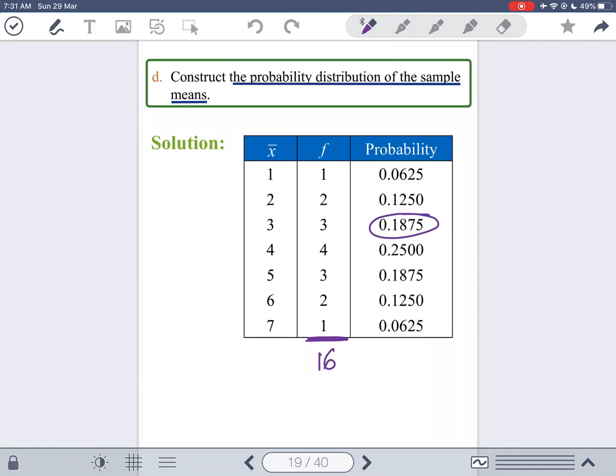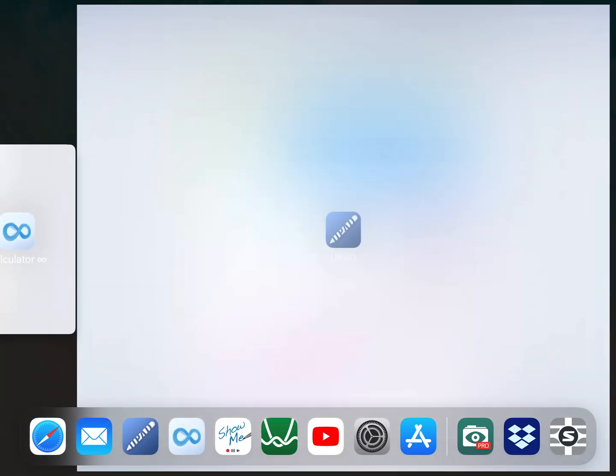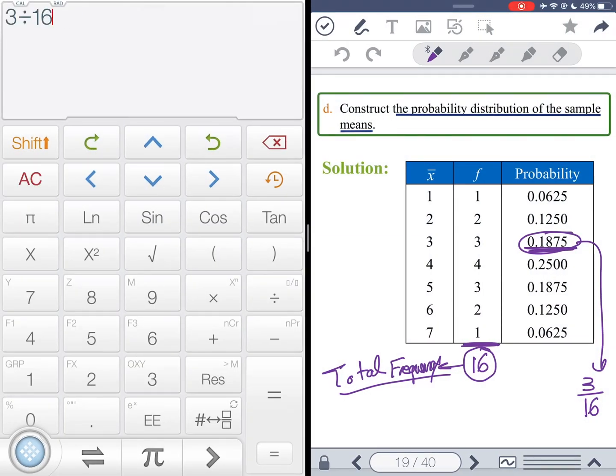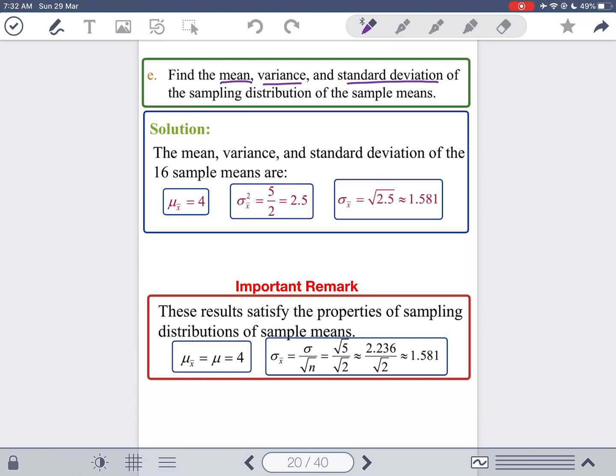So for example, to get this number is the frequency divided by the total frequency. Remember, this is the total frequency. How many times it appears. Frequency is how many times it's repeated, the value. The total frequency is the sum of all the frequencies. You add all of these to get it. You know this already, but I like to review with you things that you studied in the past. So how do you get this number? It's just you divide the frequency by the total frequency. 3 divided by 16. And you can see here, 3 divided by 16 equals 0.1875.